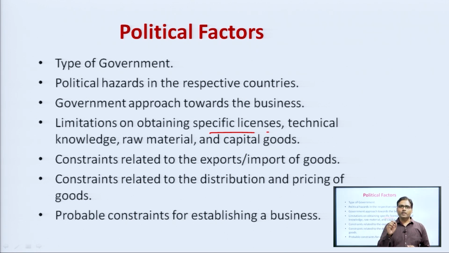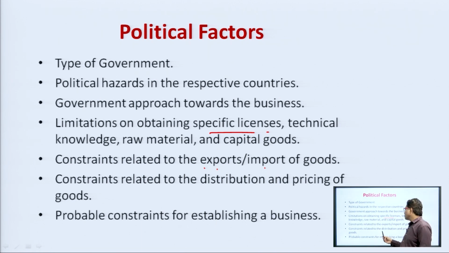The political factors may also include constraints related to the export and import of goods. There may be different exports and imports required for the industry, so that goods or services can be prepared, so that a better offering can be made to the consumers and the market. So, export and import of goods either have restrictions over there, or they have a free policy.